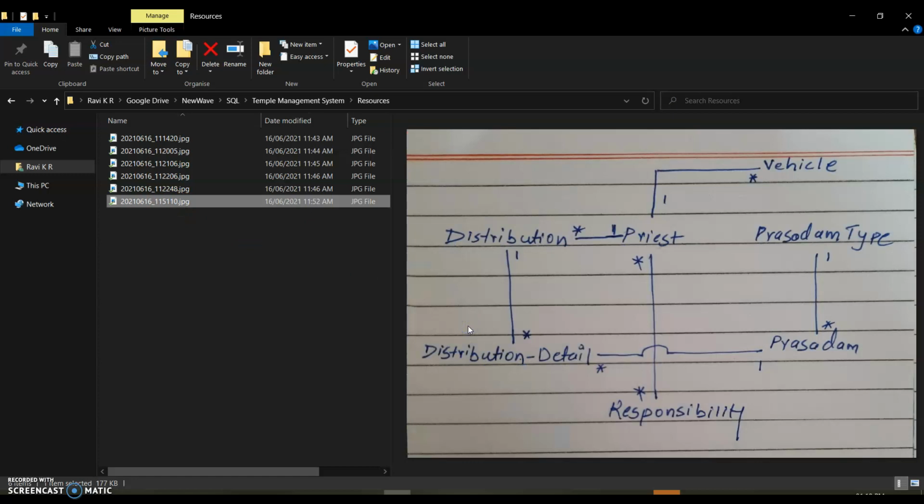So at this stage, our diagram looks like this. I know we haven't really spoken much about the vehicle part. We'll do it in the coming videos.